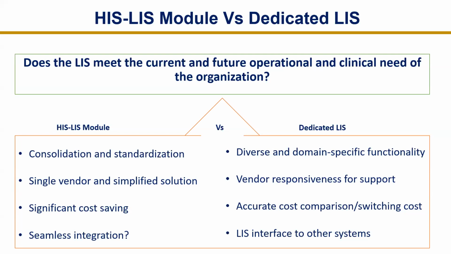And when we say there is significant cost saving, is it real? Are we comparing apples to apples, basically? Are we including the switching cost? And when you say there will be a seamless integration, is it true? And does it also include, if you have, for example, reference labs, would that include that? And if you are labs within a system, are we going to have a real seamless integration? Those are the things that we need to take into consideration.